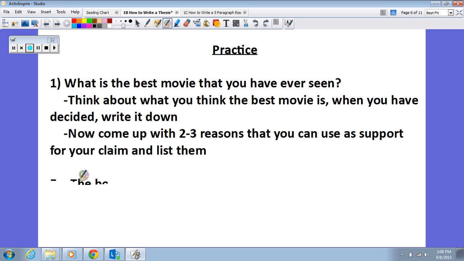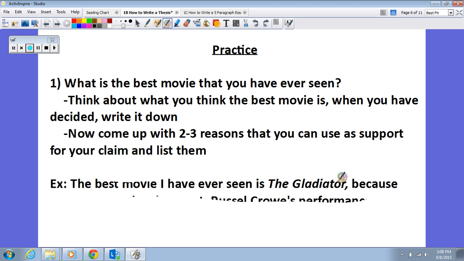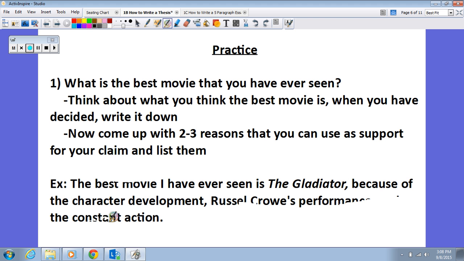Now that we're back, hopefully we saw a couple of good ones. Here's an example that I came up with because this is one of the ones I think is the best movies of all time. The best movie I have ever seen is The Gladiator because of the character development, Russell Crowe's performance, and the constant action.